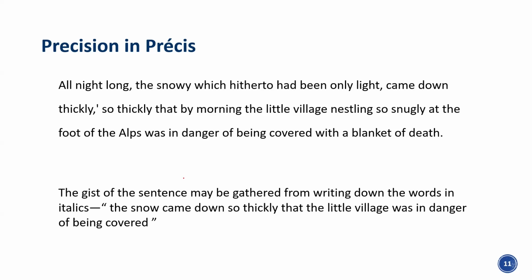So they are: the snow came down so thickly that the little village was in danger of being covered. So now you can understand what the three-lined sentence meant. It is very simple. The snow came down so thickly that the little village was in danger of being covered. So that means in the Alps, the mountain, the villagers found that there is snow, very thick, and they thought it might cover their village, and they are in danger.